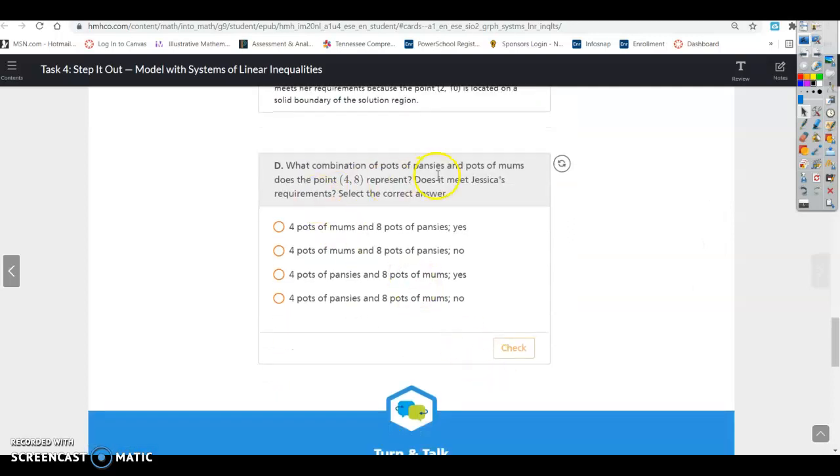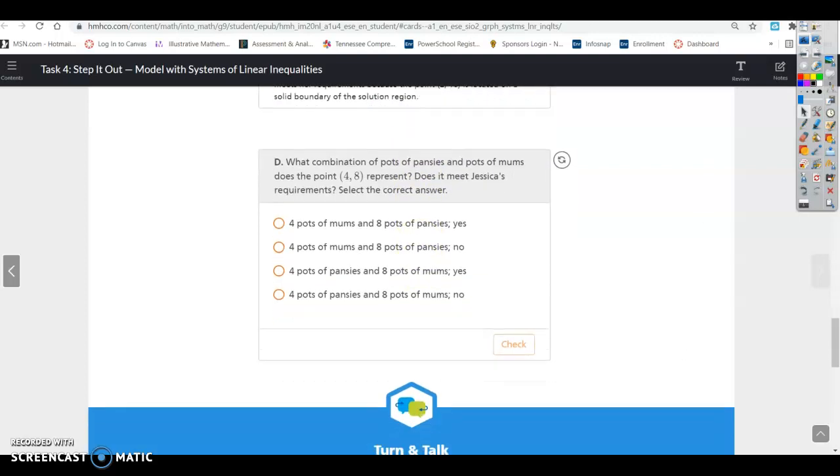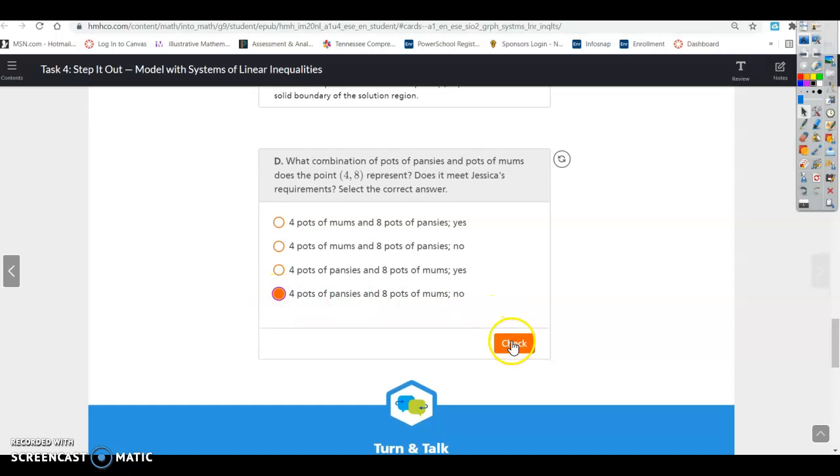All right, what combination of pansies and mums does the point (4, 8) represent? So here's 4 and 8 is right here. That's outside the shaded region, so that does not meet what it has to. So 4 pansies and 8 mums does not work for this situation.